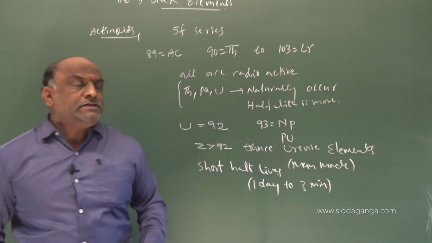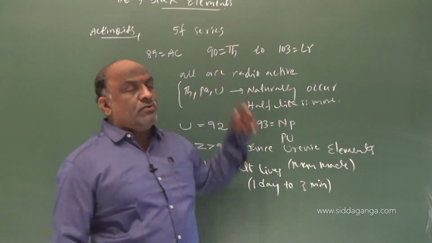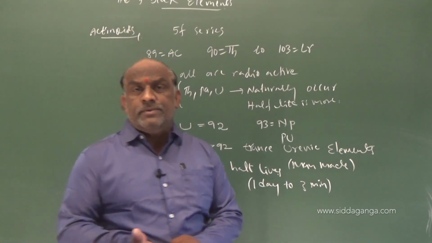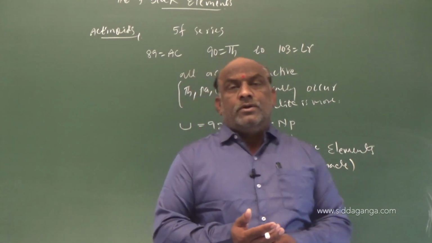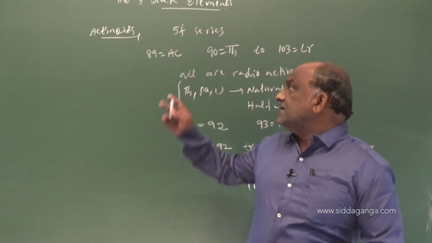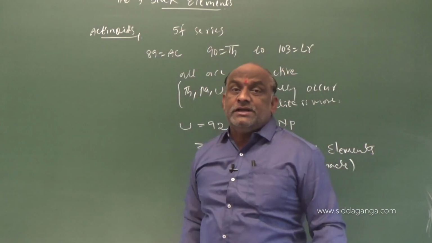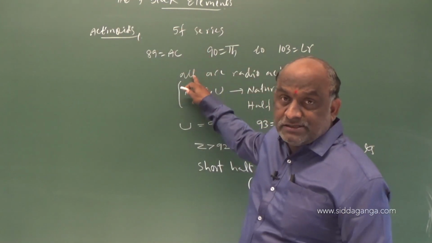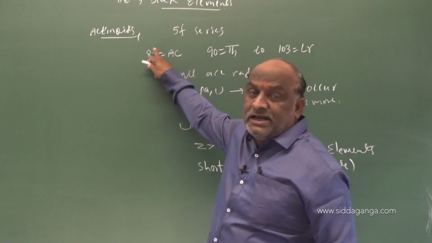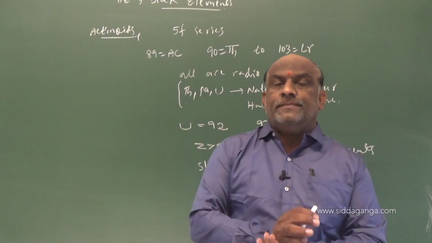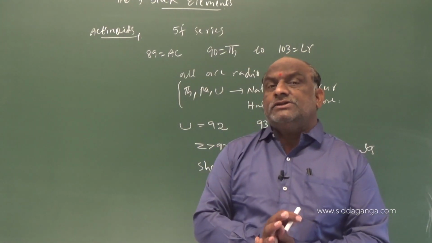So what are actinides? Actinides belong to the 5f series. The position of the actinides in the modern periodic table is at the bottom. These actinides belong to F block elements, also called inner transition elements. The chemistry of actinides is so difficult.